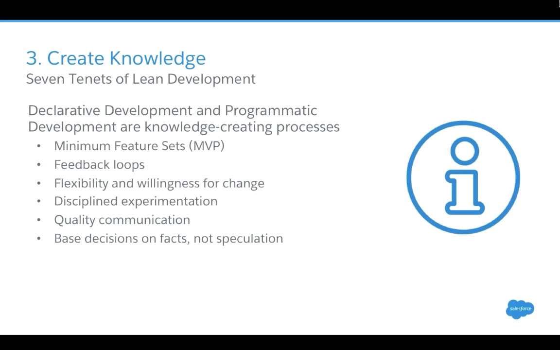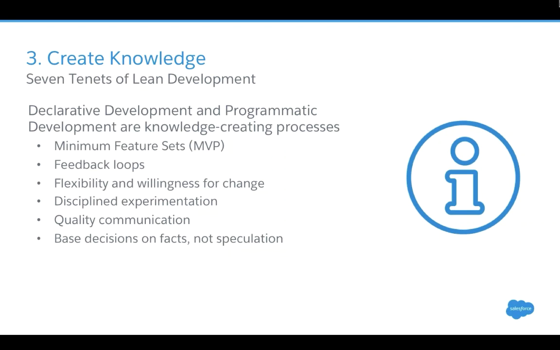The third tenet is creating knowledge. And knowledge generates itself, but it's really important to understand that everything you do generates knowledge. It's really important that there's feedback, that there's an understanding of what the most valuable product, the MVP of an effort is, and that communication is happening all the time to make sure everyone's aware.